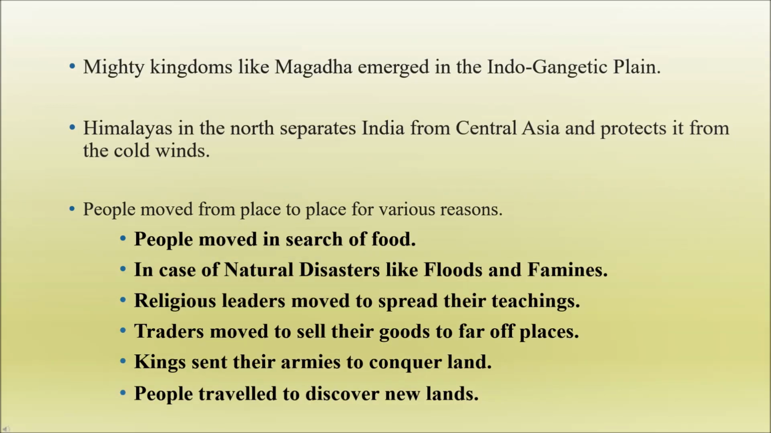Mighty kingdoms like Magadha emerged in the Indo-Gangetic plain. Himalayas in the north separates India from Central Asia and protects it from the cold winds. People moved from place to place for various reasons. So children, here Magadha kingdom, that is a mighty kingdom, a very big kingdom, emerged in the Indo-Gangetic plain in previous years. And Himalayas in the north separates India from Central Asia and protects India from the cold winds. And in the early ages, people moved from place to place.